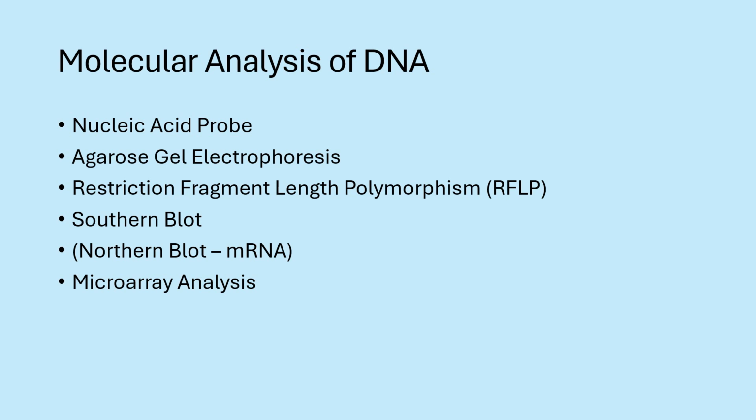And I don't know whose idea, I guess they just decided in a comical fashion, oh well, the first one's Southern, then we go with Northern. There is also a Western blot, which is with protein. So Southern blot is DNA, Northern blot is RNA, Western blot is protein. As far as I know, there's not an Eastern blot yet, but give us time. And another way of analyzing DNA is microarray analysis.